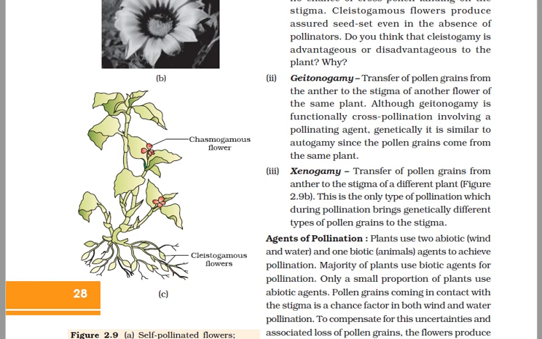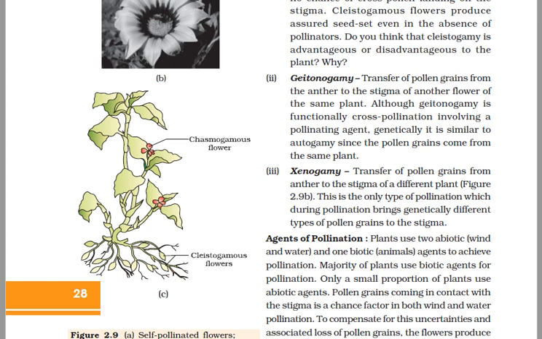The demerits are that it does not produce any new variety, meaning you are not going to see variations, because the parental characters are retained. It also loses vigor. Vigor means the superiority and vitality of the plants and the seeds. And certain defective characters are not removed by autogamy.